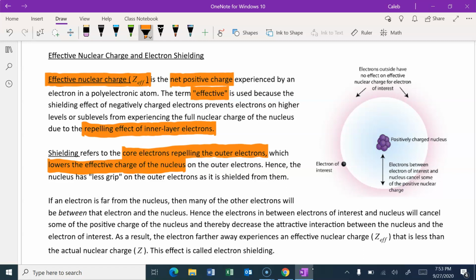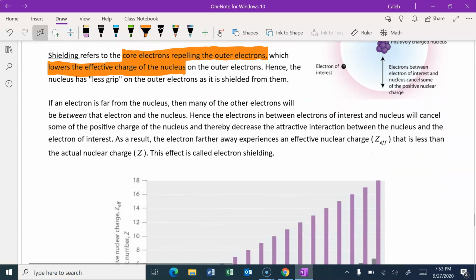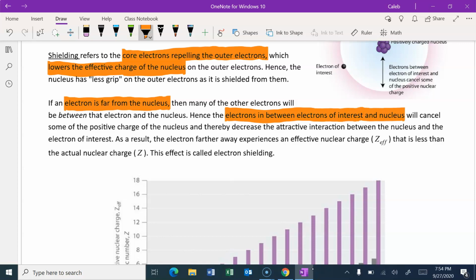It means the outer electrons don't experience the same effective nuclear charge, or the same Z effective. They're not feeling the same pull from the nucleus that they would if they were in a lower energy level. If an electron is far from the nucleus, then many of the inner electrons will be between that electron and the nucleus. Hence, the electrons in between the electron of interest and the nucleus cancel some of the positive charge of the nucleus, thereby decreasing the attractive interaction between the nucleus and the electron of interest.